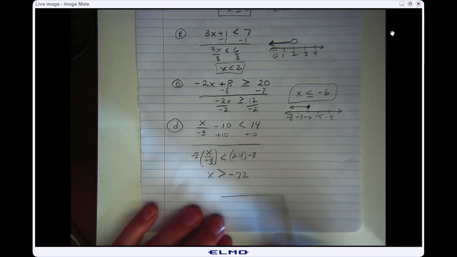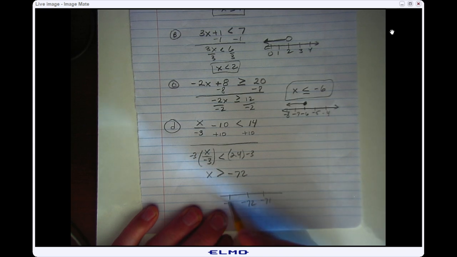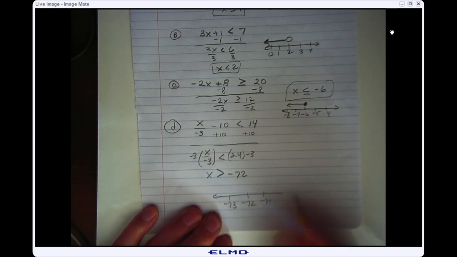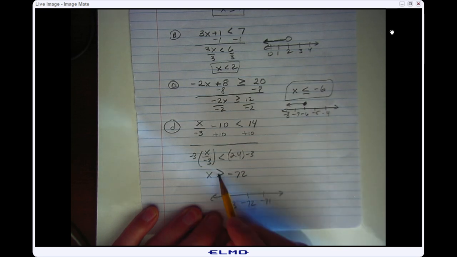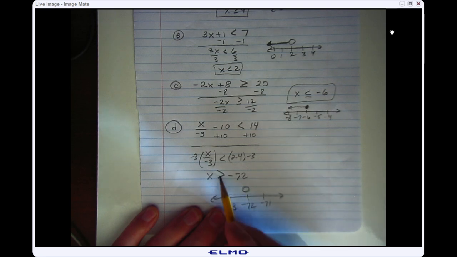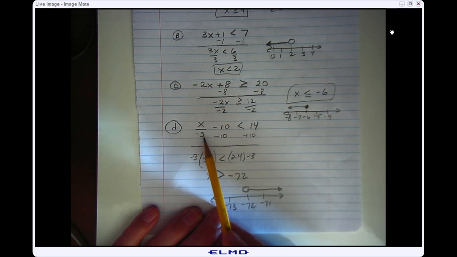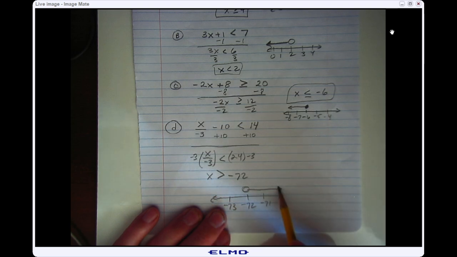So then my boundary point is at negative 72. Put a couple numbers on either side of my line for time's sake here. It's a hollow dot because there is no equal sign on negative 72, and it's all numbers greater than, so I'm going to go this way. So again, going this way, if I chose like negative 60, which is over here, and check it, negative 60 divided by negative 3 is 20, minus 10 is 10, which is definitely less than 14, so I know this is the correct answer.